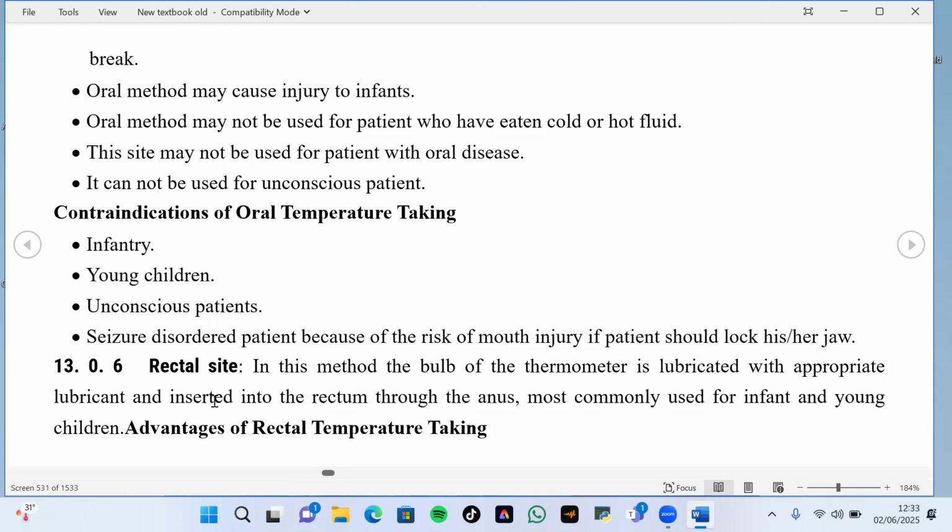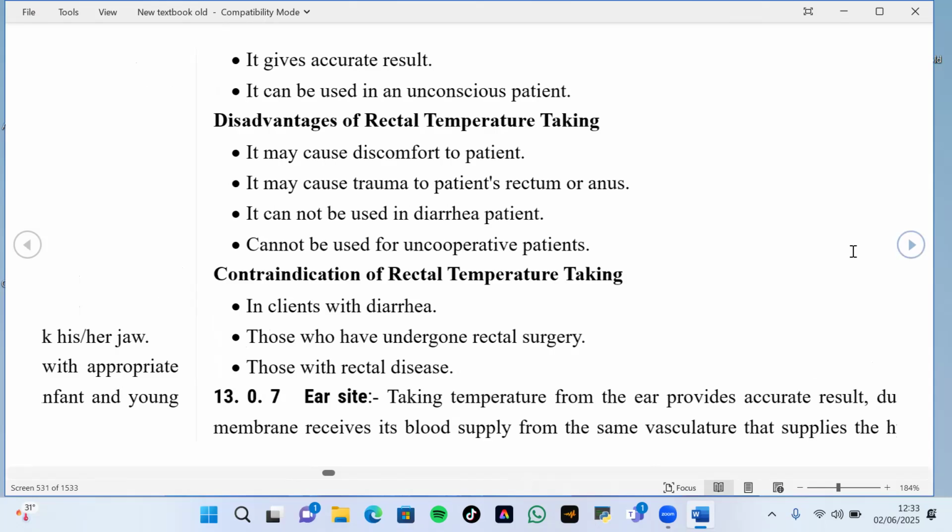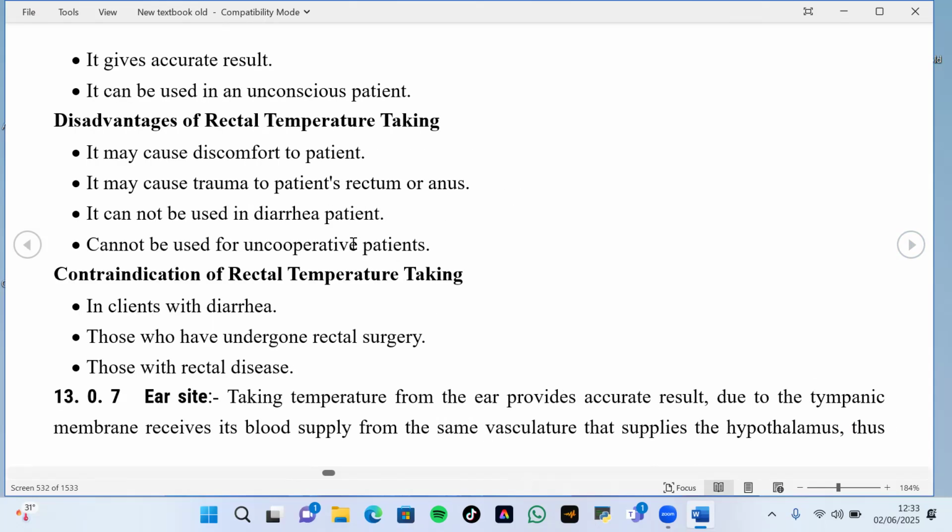Rectal site, that is just use of the bulb of the thermometer to put in the rectum through the anus. Usually, it's lubricated and then inserted into the rectum through the anus. Most commonly used for infants and young children. What are the advantages and the disadvantages? It gives accurate results, and it can be used in an unconscious patient.